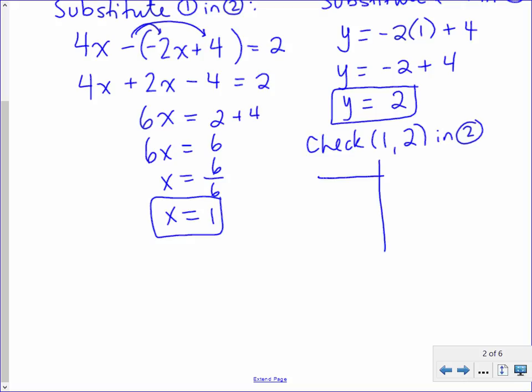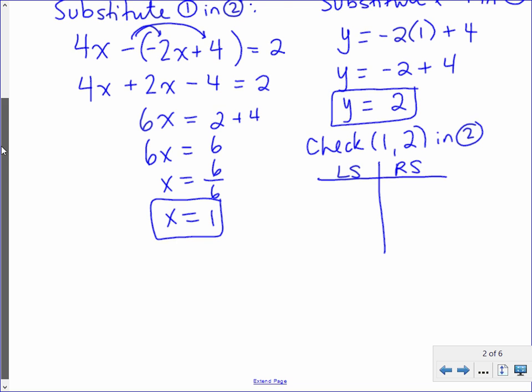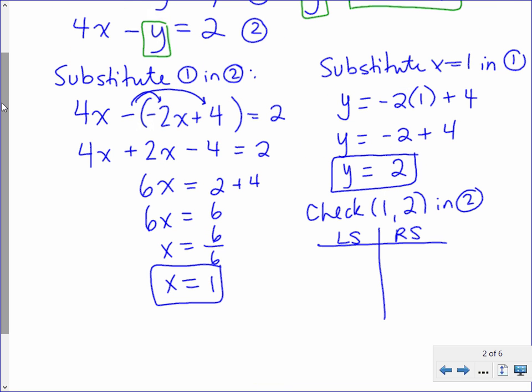Remember, a proper check separates the left side and the right side. Okay, your left side of equation 2 was 4x minus y. Right side is 2. Our goal, hopefully, is when I plug in my numbers for x and y, I should be able to confirm that I get the same thing on the left side and the right side.